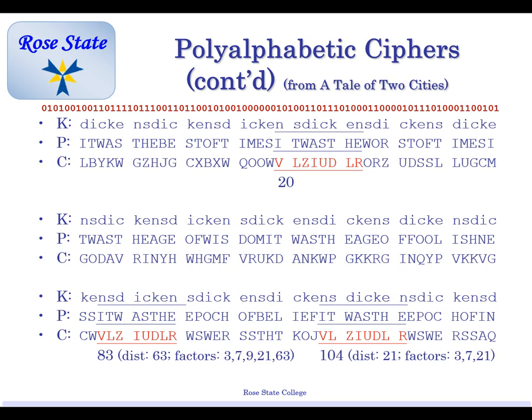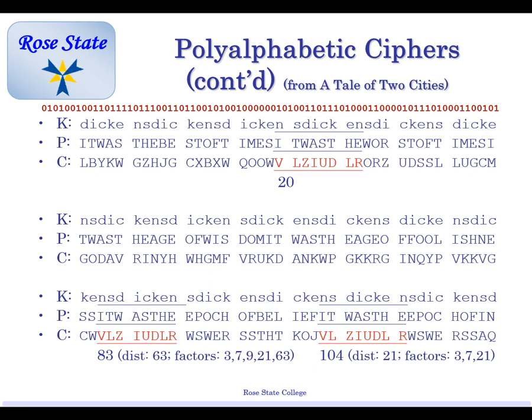Okay, but look in the ciphertext. Again, we're only looking at the ciphertext here. Look for repeating patterns. In this example, it's the VLZIUDLR that's repeating. Do you see that? Yes. Okay, it's repeating 3 times.